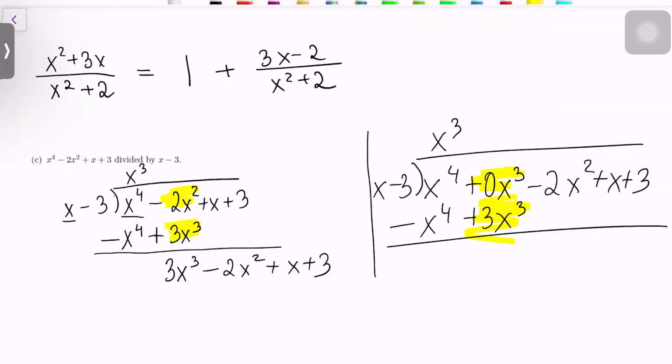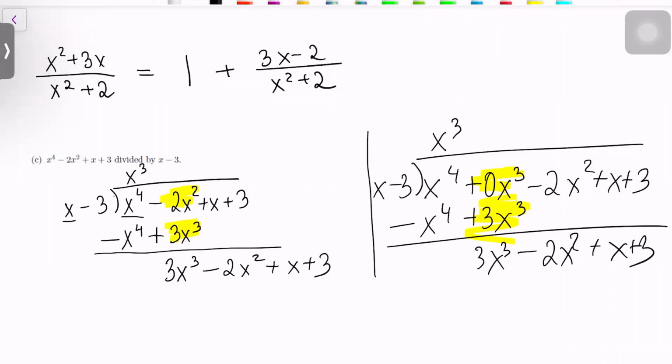But I feel like sometimes there's a lot of terms missing, so putting a lot of zeros, to me, I'm wary of adding something that's not like terms. So if you feel like you're like that, that's fine. If you're not, then put the 0. After that step, you're going to end up at the same thing, right? 3x cubed minus 2x squared plus x plus 3. The rest would be the same.